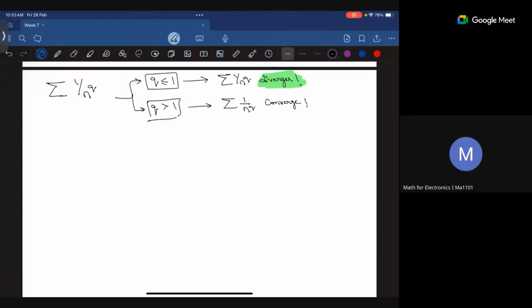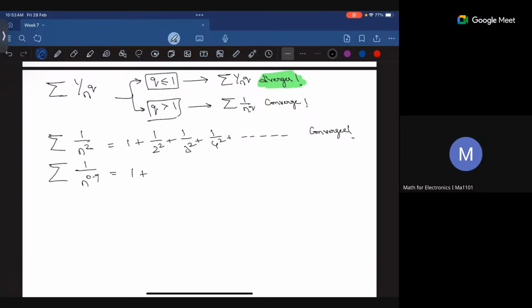What it means is, when q is greater than 1, for example, q is 2. When q is 2, summation 1 by n square, which is 1 plus 1 by 2 square plus 1 by 3 square plus 1 by 4 square, and so on. This series will converge. And when q is less than 1, like n power 0.9, so 1 plus 1 by 2 power 0.9 plus 1 by 3 power 0.9 plus 1 by 4 power 0.9 plus, and so on. This actually diverges.